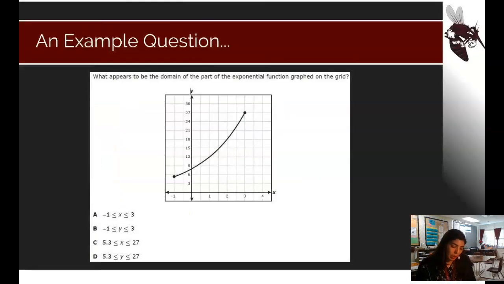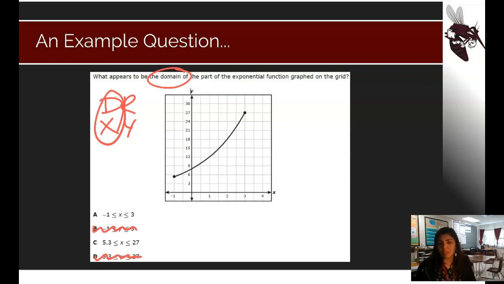So for example, it says, what appears to be the domain of the part of the exponential function graph in the grid? So it's exponential, but it has boundaries. So I'm going to use the same sort of idea from linear to tell me the domain and range. Oh, that's a lie. I'm just finding the domain. If I think back to Dr. XY, the domain is the x's, which means any answer choice with a y in it doesn't answer my question. Just from knowing what the domain is talking about, I have a 50-50 shot of getting this right. Now if I actually go look at the x values, this graph appears on the x-axis from negative 1 to 3. This is the interval where everything exists for that graph, between negative 1 and 3.